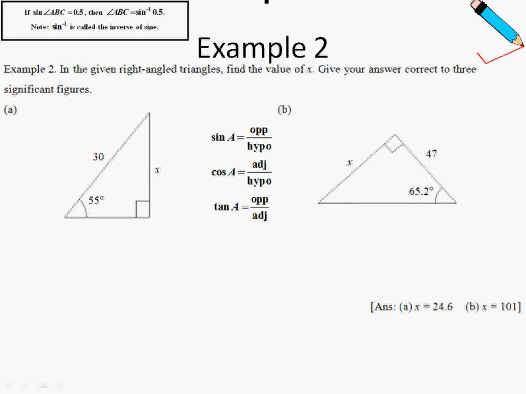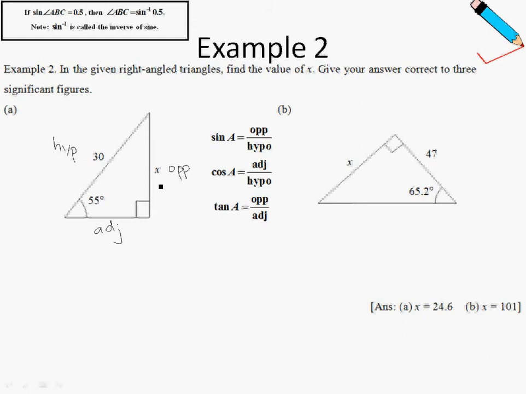Example number 2, we have two right-angled triangles and we want to find the value of x. Remember in chapter 3.1, we will first identify where is the opposite, the adjacent, and the hypotenuse. With reference to angle 55 degrees, the opposite will be over here, the adjacent will be this side over here, and the hypotenuse will be over here.